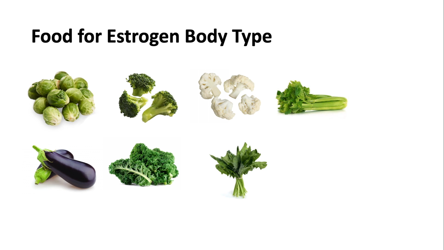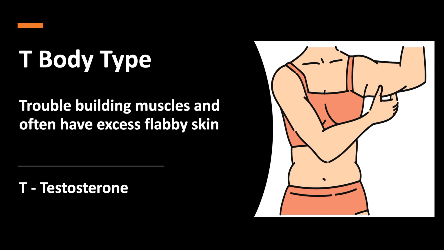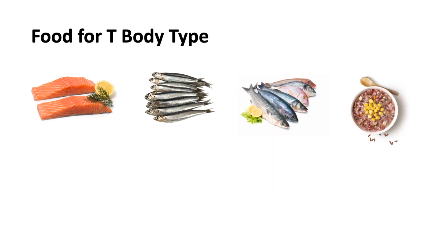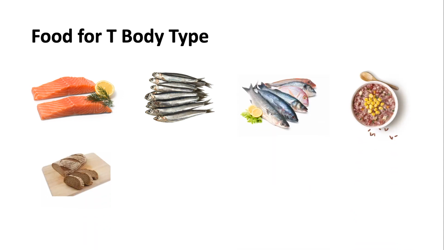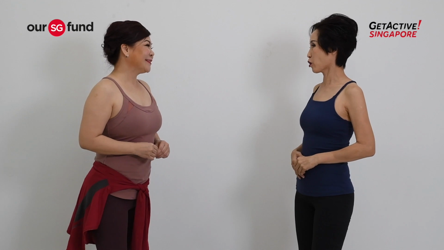Yeah, and the last part will be the T types. Folks with trouble building muscles and often have excess flabby skin. You want to build muscles. T stands for testosterone. Foods include those with vitamin D such as salmon, raw sardine, cold water fish, brown rice, wholemeal bread, quinoa, yam, and potato. And thank you so much for your coaching.